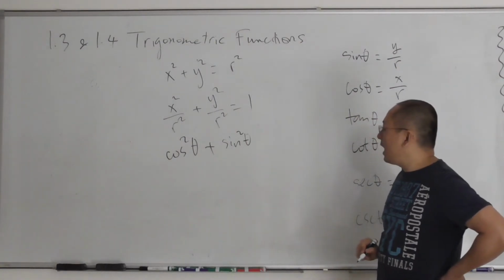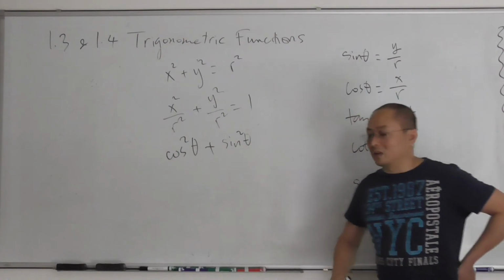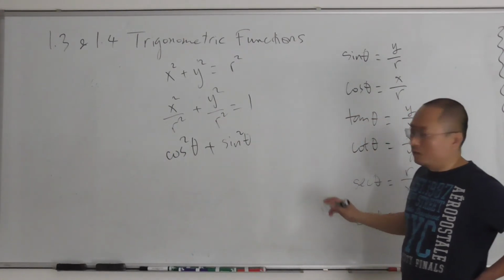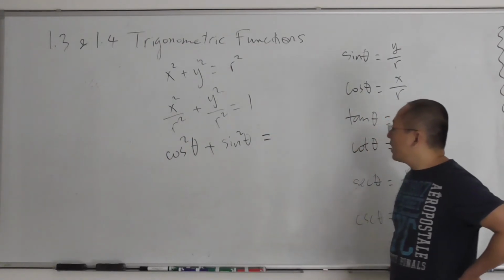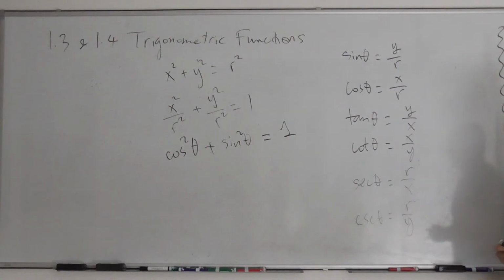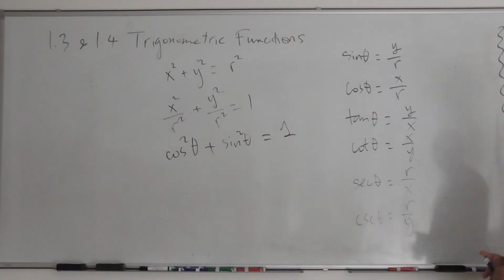So we have the very first trig identity. And I bet you are going to see this over and over through the course, or whenever you learn trigonometry. Cosine squared plus sine squared is equal to 1. It is just like the Pythagorean theorem in trigonometry. That's the first one.